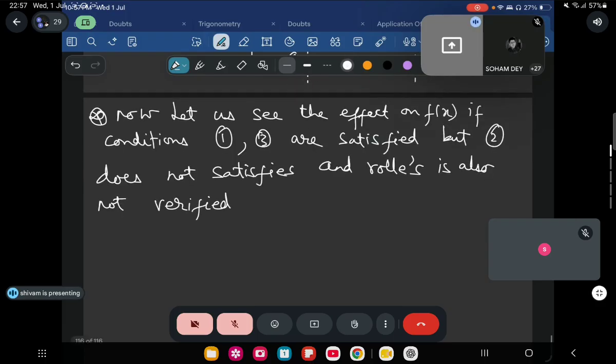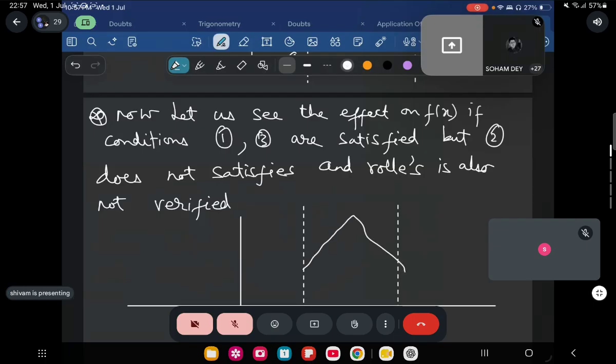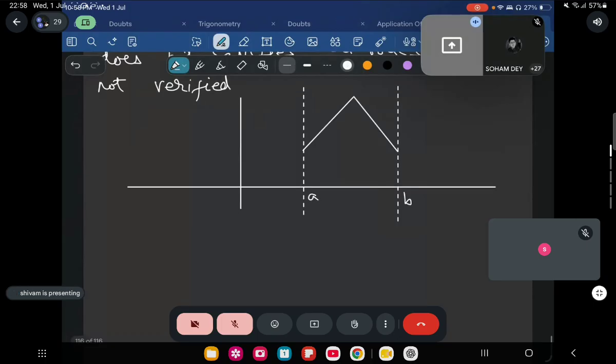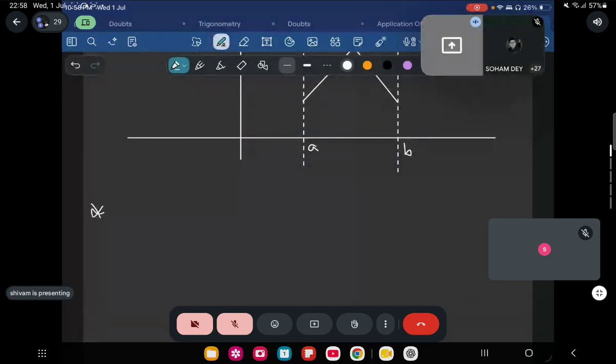Okay. Rolle's theorem is also not verified. Pay attention, everyone. So over here, between a and b, I'm going to draw a graph which is not differentiable. Over here, you people can understand that you won't get any c of Rolle's theorem. Next, I'm going to show you another graph, everyone.